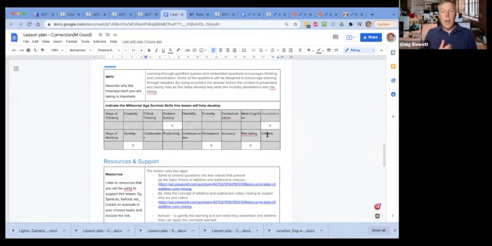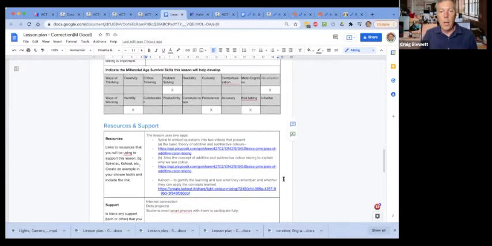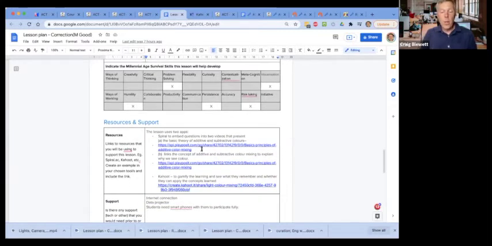All of the pedagogies help develop very important 21st century skills. And so the person who put this together said these are the skills that are likely to be developed using this particular lesson plan. And then they've got links to the tools, to the apps that are going to support this lesson plan. And this is really cool.